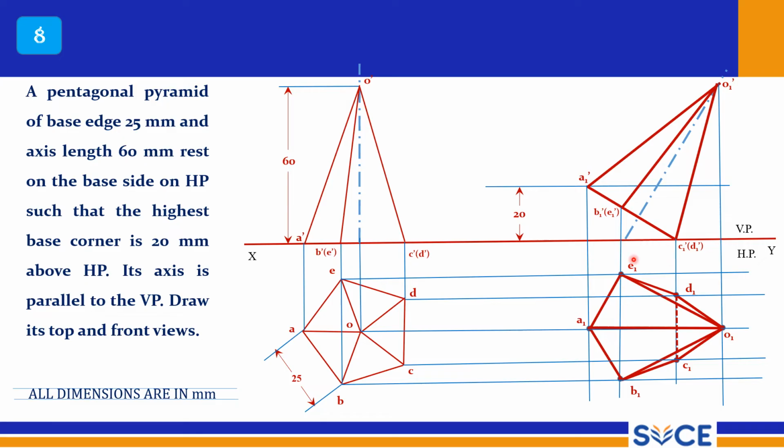So the only difference is there is no angle given. Instead, the base is at this height, right? The highest base corner is 20 mm above HP, right? So with that clue you have to proceed in this problem.